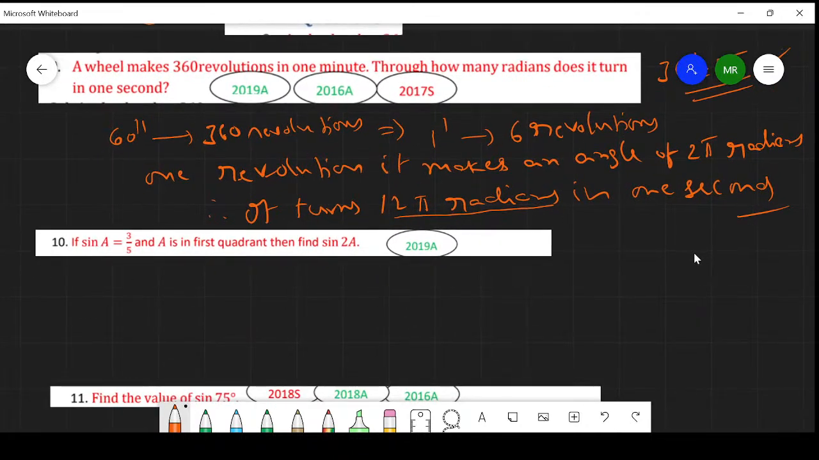This problem is important. Frequently they are asking this problem. Whenever you have a doubt, please ask me. I will explain again, no issue. Any number of times I am here to explain. You can ask. Now see this one.